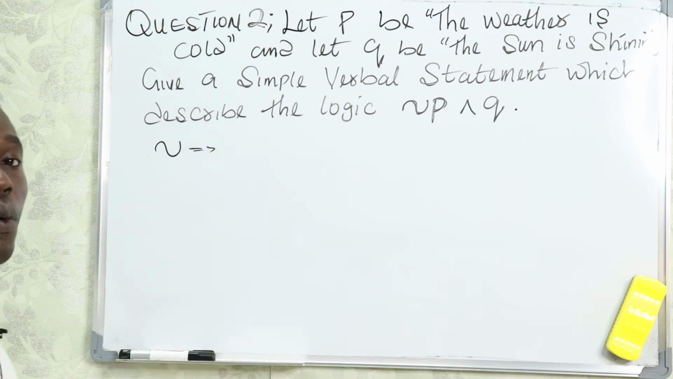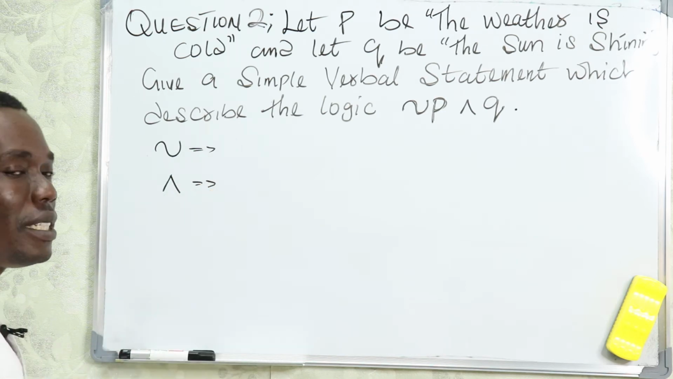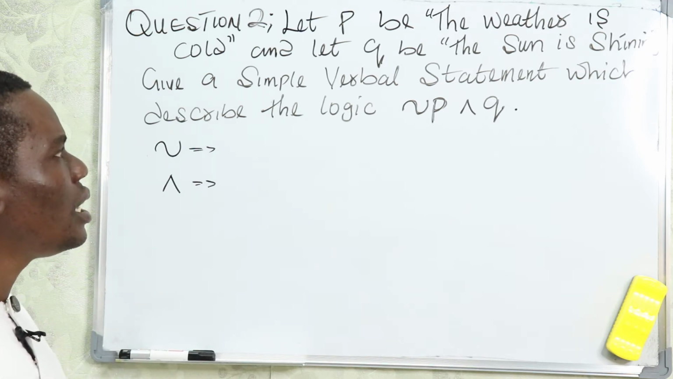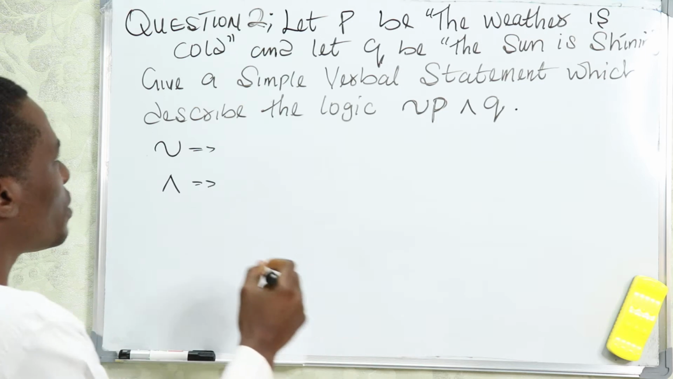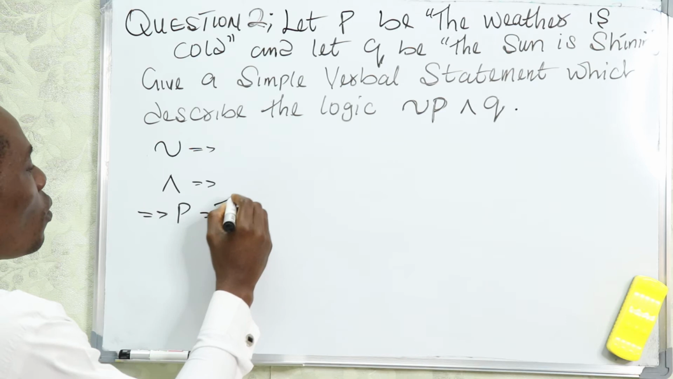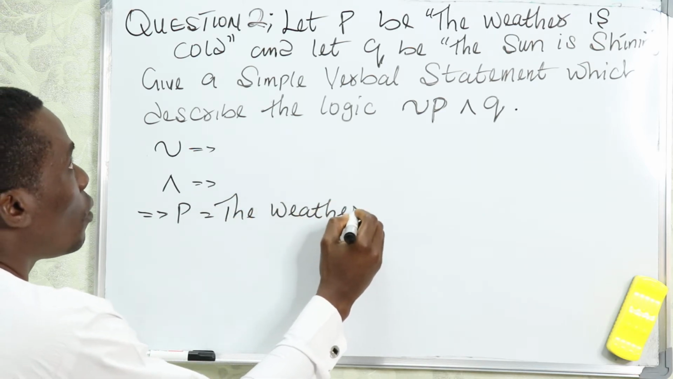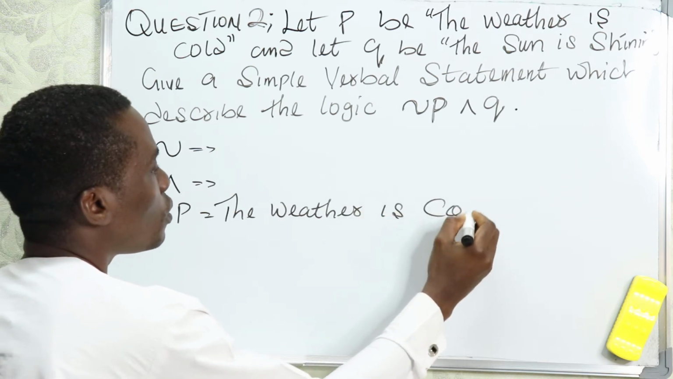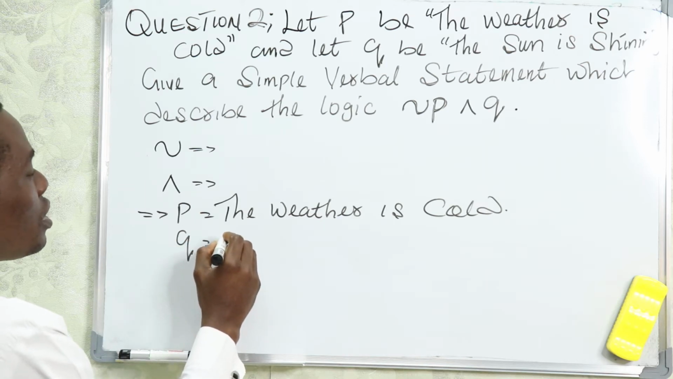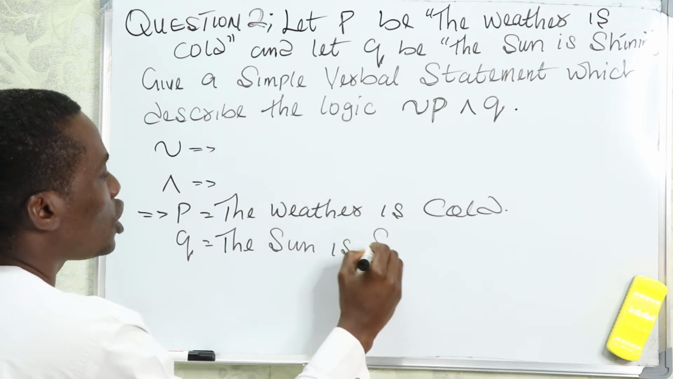The negation statement is always represented by this, while the conjunction statement is always represented by this. Now, when we say a statement is in negation, remember the full statement. Statement P is the weather is cold, and statement Q is the sun is shining.